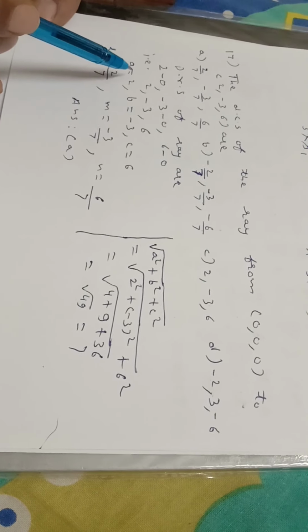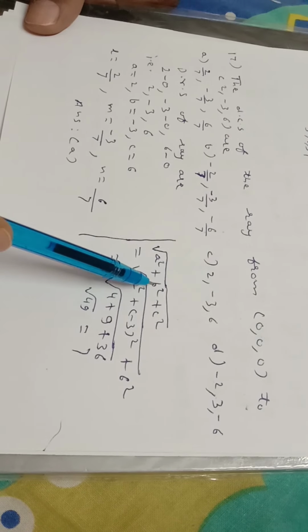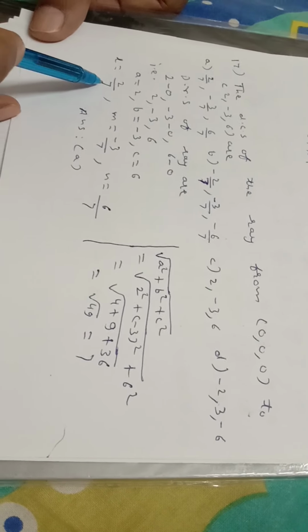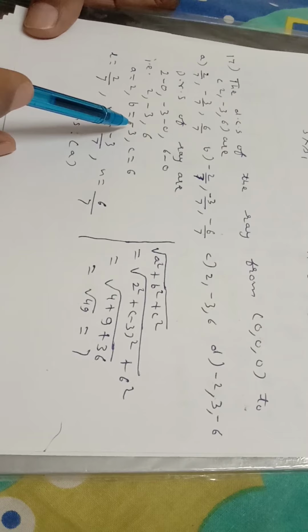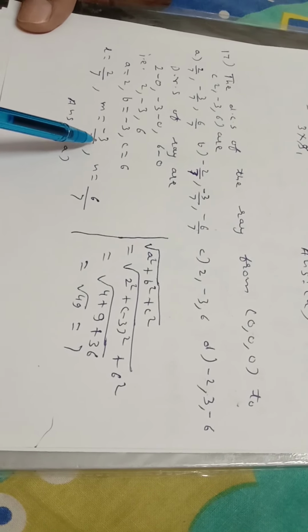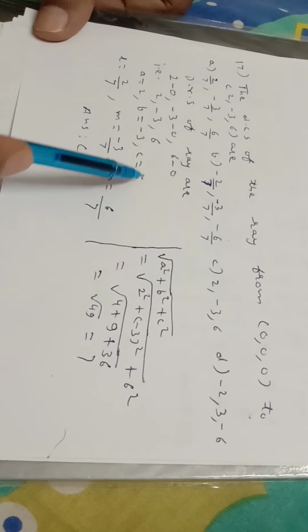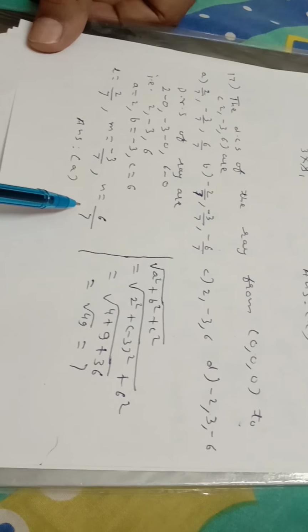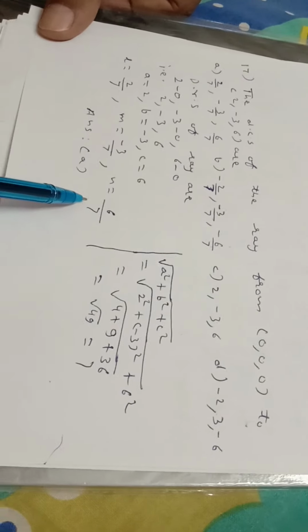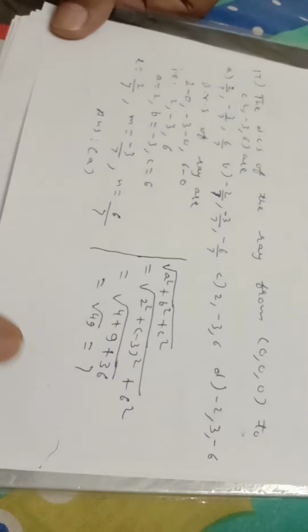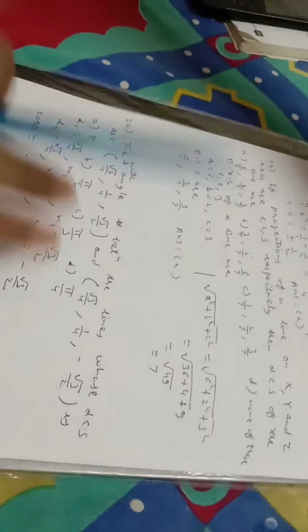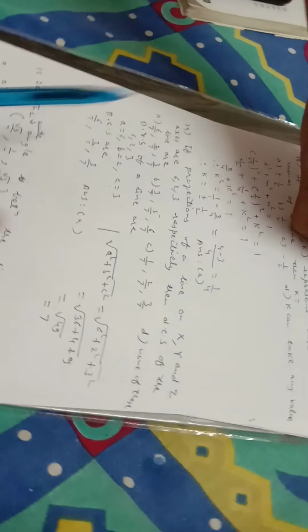l equals a upon under root a square plus b square plus c square. So we get 2 by 7. Similarly, m is minus 3 by 7, n is 6 by 7. So these are the direction cosines of the ray, and it is given in option A. Next example.